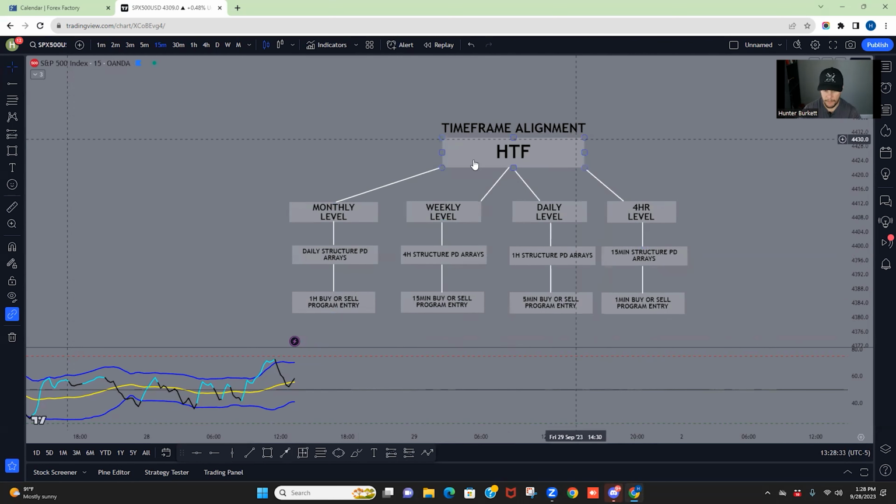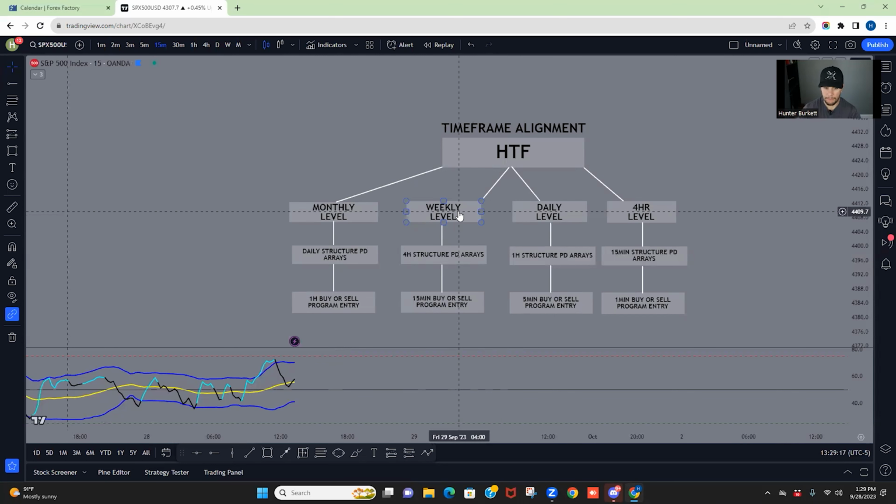Time frame alignment, higher time frame. You want to go from the monthly level. That is if it's internal liquidity, some type of fair value gap, inefficiency, or a high or low. That is what price is drawn to. If you don't know what price is after, all it is after is liquidity. All it wants to do is fill inefficiencies and take highs and lows. So if we have a monthly level, we want to drop down to the daily to look for structure and PD arrays, and then you want to drop down to the 1 hour and get your buy or sell program, your entry.